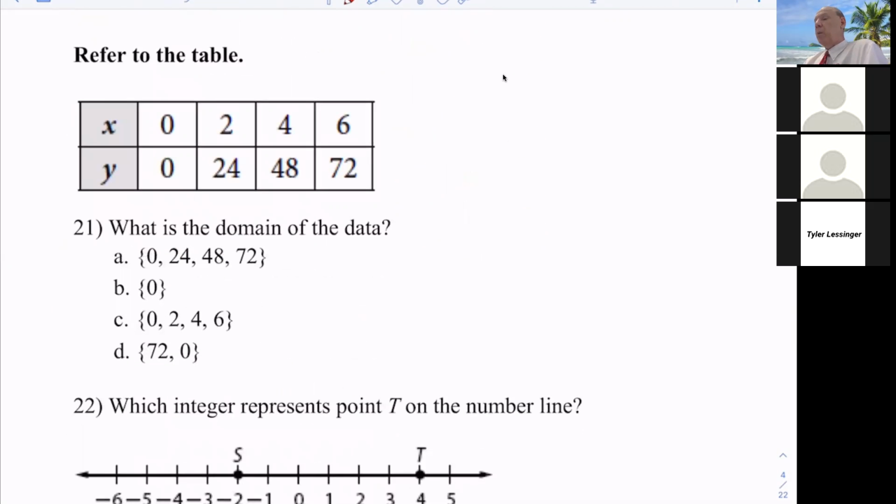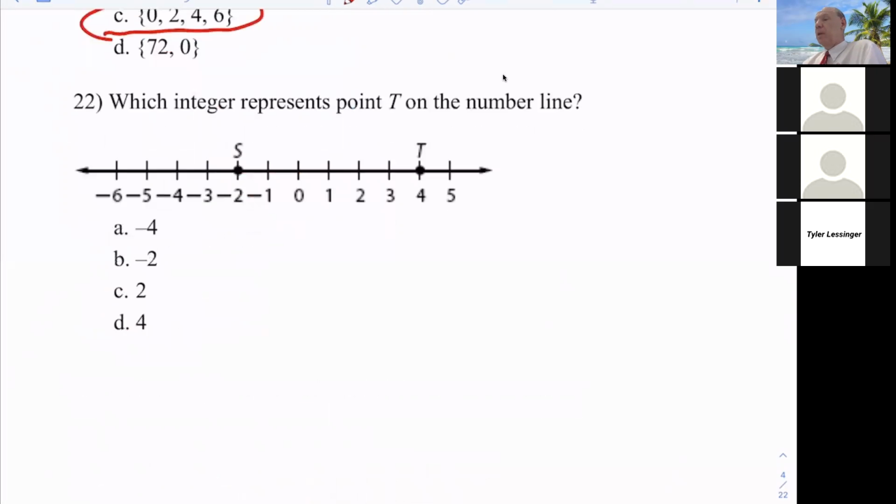Now, domain, what did I tell you the domain was? That's right, list of the X values. So the list of the X values is 0, 2, 4, 6. All right. T is what?